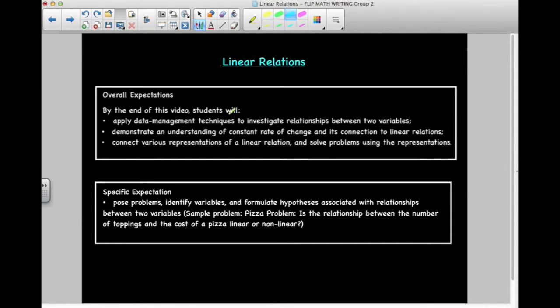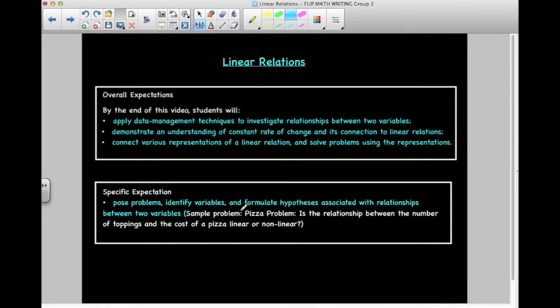So by the end of this video, students will apply data management techniques to investigate relationships between two variables. They will demonstrate an understanding of constant rate of change and its connection to linear relations. Students will connect various representations of a linear relation and solve problems using the representations. So the specific expectation will pose problems, identify variables, and formulate hypotheses associated with relationships between two variables.